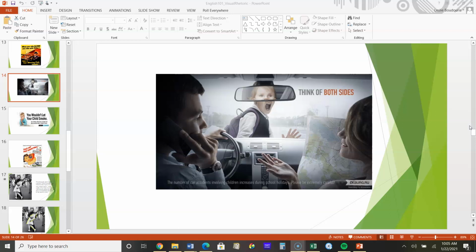The child in the back seat doesn't seem to be that shocked. It's just eyes, can't see their mouth or expression. Their eyes just kind of are a little relaxed. You have the words think of both sides. The words think of are gray and both sides are orange. And so emphasis on the words both sides.